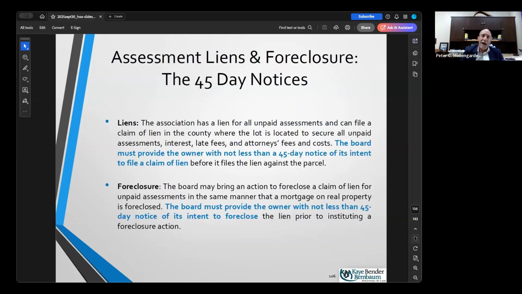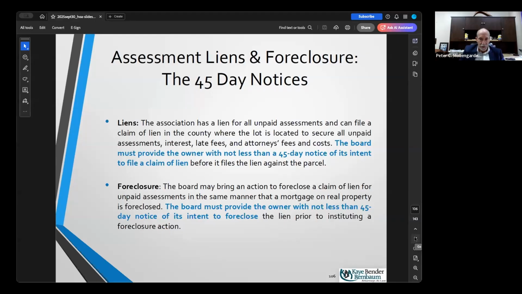Liens. This is your power to collect your assessments, quite frankly, is your authority to lien the lot. So you have a lien for all unpaid assessments, and you can file a claim of lien where the lot is located to secure all unpaid assessments, interest, late fees, and attorney's fees and costs. The board must provide the owner with not less than 45-day notice of its intent to file a claim of lien before it files a lien against the parcel. This is typically what we do on behalf of our clients. When we do collections, we do that 45-day notice of intent, provided the notice of late assessment was proper and met all the requirements that we just talked about.